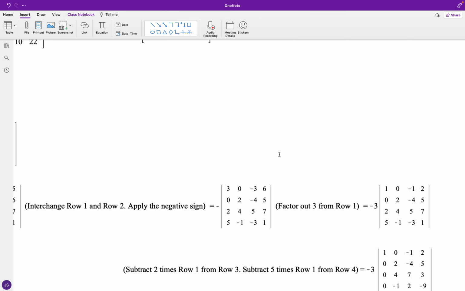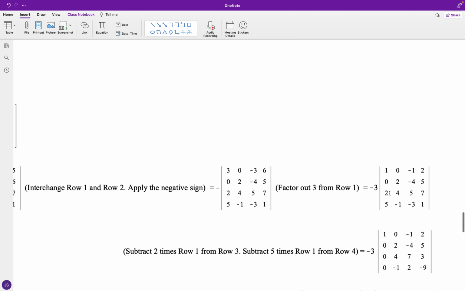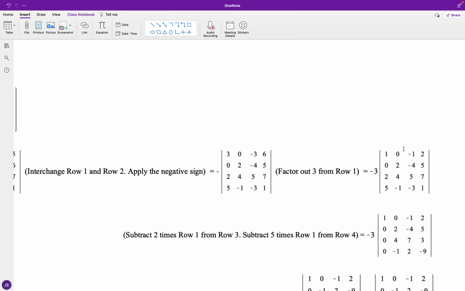If I factor out 3 from the first row, notice I have the negative sign developed from the row interchange, where I had switched out row 1 for row 2 and vice versa, and factoring out 3. So we'll have the coefficient at the front of negative 3, and the top row becomes 1, 0, negative 1, and 2. Getting closer to a Gauss-Jordan elimination format, what I'm going to do here is make the leading 2 from the third row into a 0, and the leading 5 from the last row into a 0.